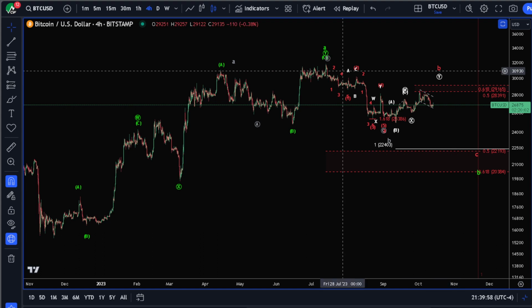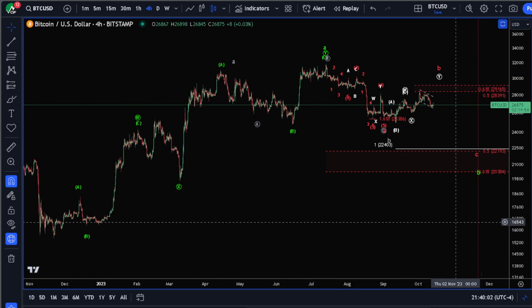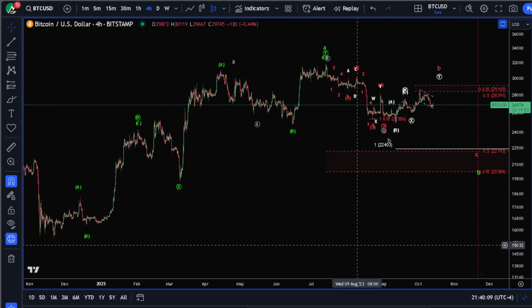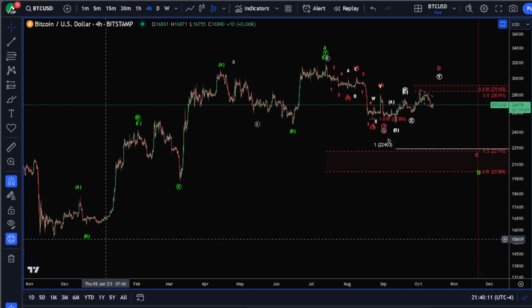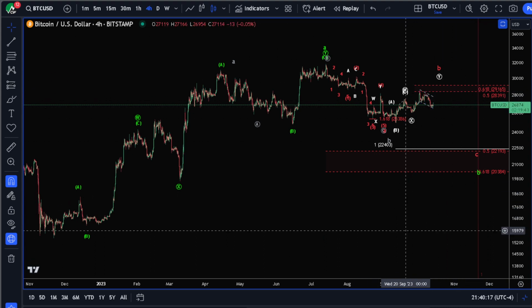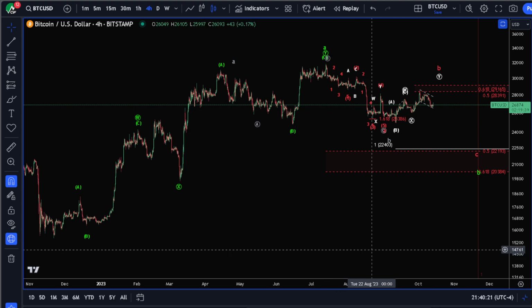Just wanted to zoom out on the 4 hour to show you the multiple options available currently. I am pretty biased that this is a complex correction more than any sort of impulse. Obviously, my mind can be changed based on what sort of reaction we get to the upside once we get conclusion of this correction.